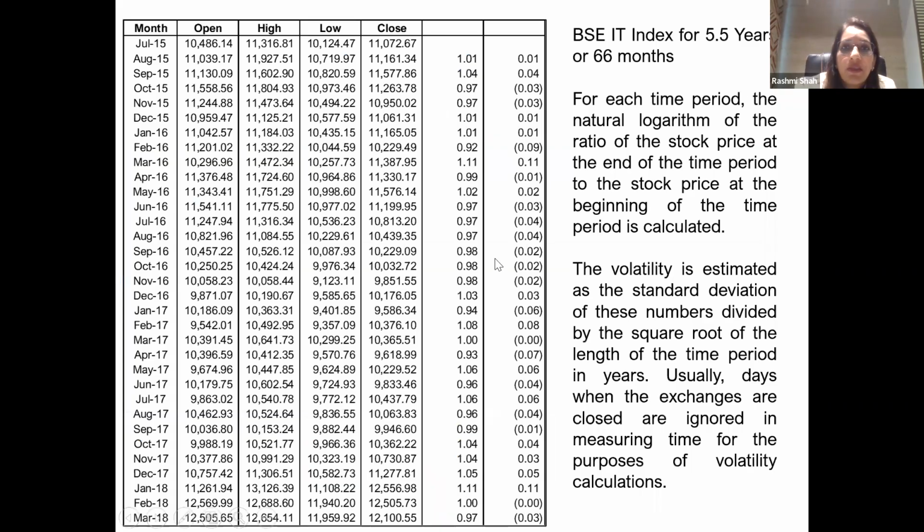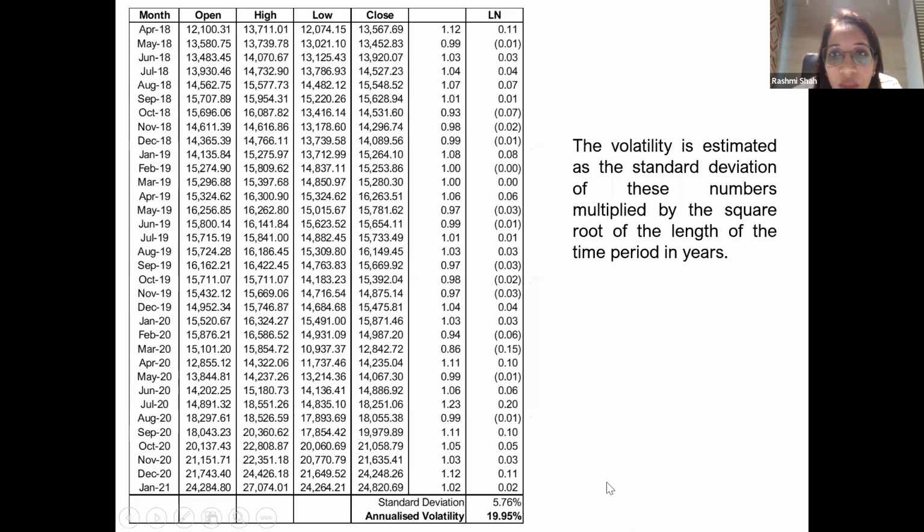This is the volatility calculation: for each time period, the natural logarithm of the ratio of the stock price at the end of the time period and the stock price at the beginning of the time period is calculated. Then the volatility is estimated as the standard deviation. Usually the days when the exchanges are closed are ignored in measuring time for volatility calculation purposes.